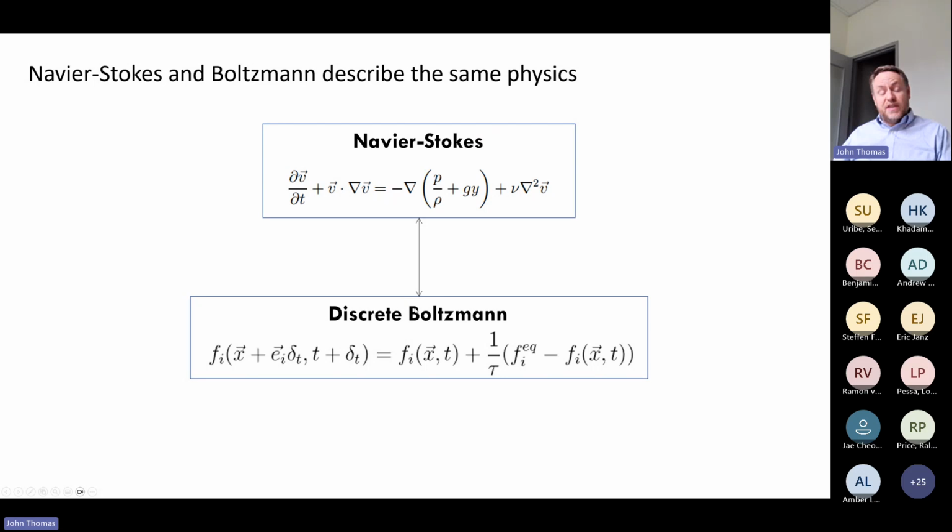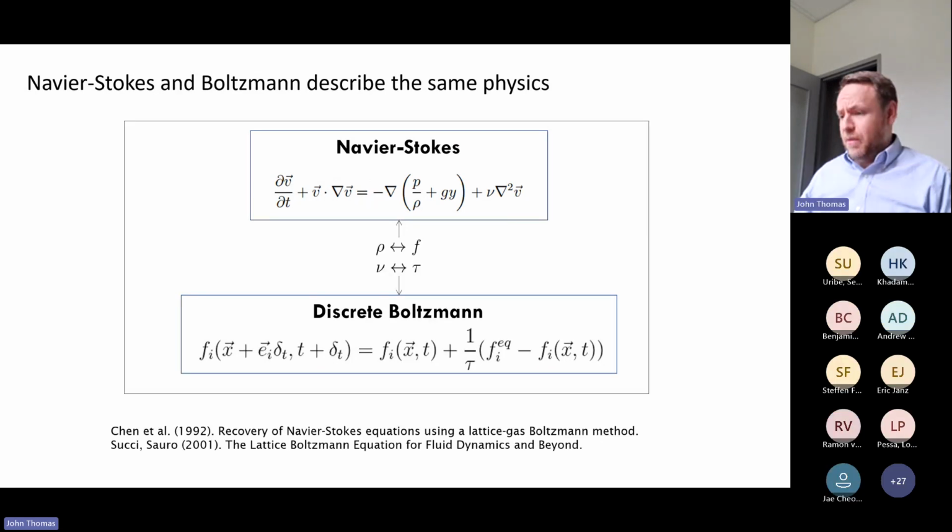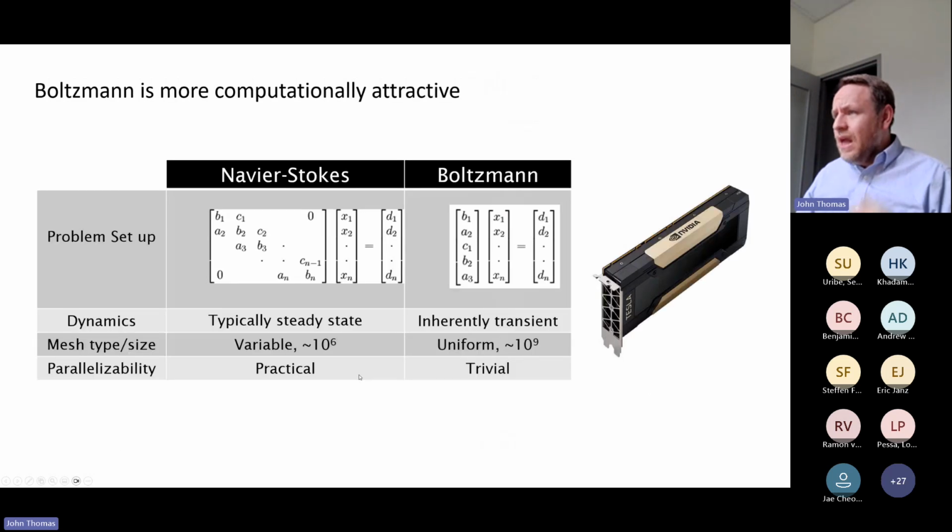But the Boltzmann transport equation has advantages because A, it's second order in space and time, and B, it goes hand in glove in a GPU environment. And this has been discussed in decades past. And again, why do we do this? Why do we use Boltzmann transport equation? Because it's so amenable to GPUs, right?